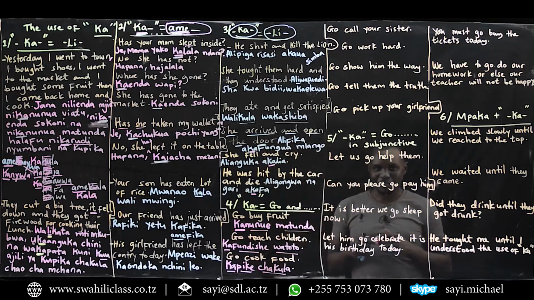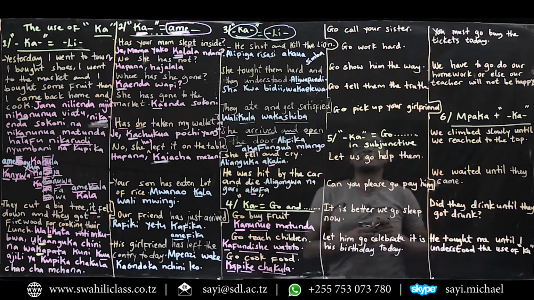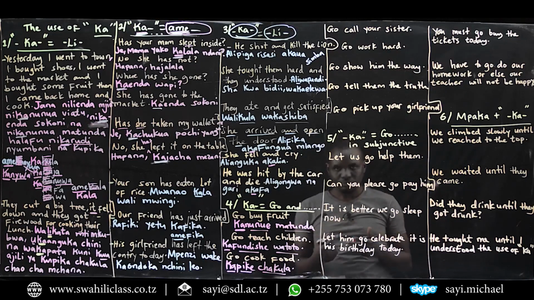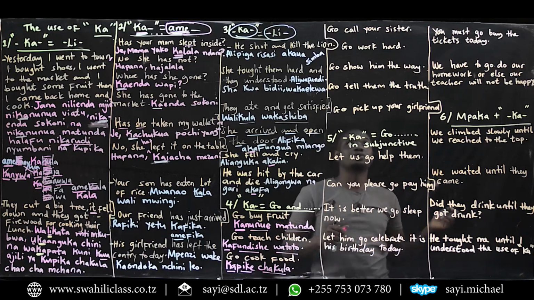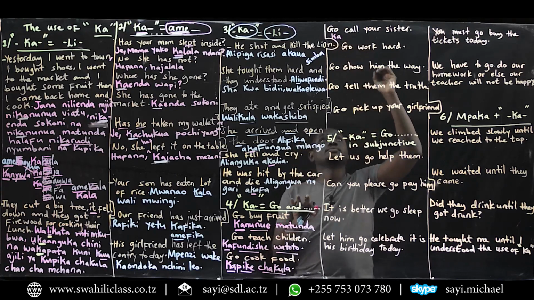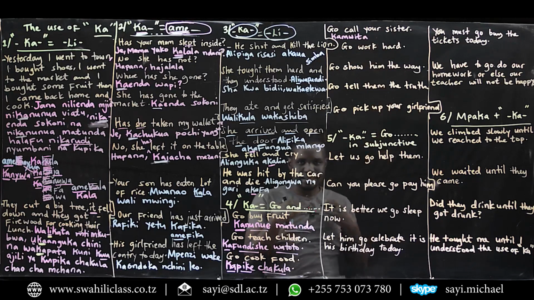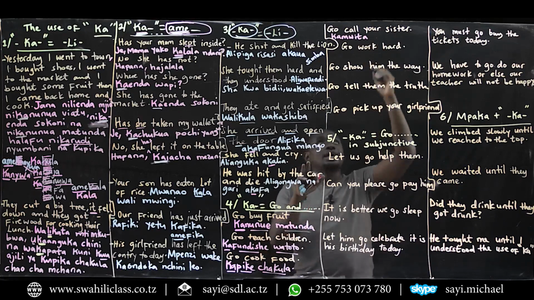Did you pause the video? Pause the video. Translate these sentences by yourself and then play it to check. Go call your sister. How? By the telephone, or by word of mouth. If it is go tell your sister by word of mouth, I'm going to write ka, your sister, object infix. Ka muite. You know, ita, remember, like nina itwa, to be called. The itwa is to be called. So to call, just the ita. So ka muite, dada yako.